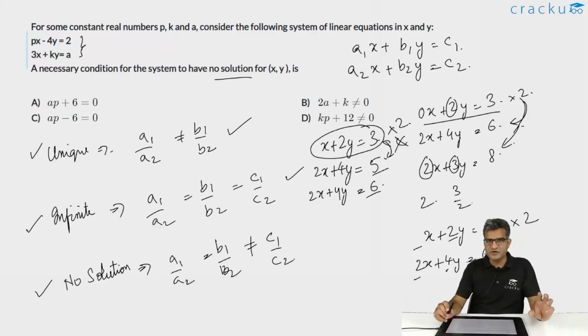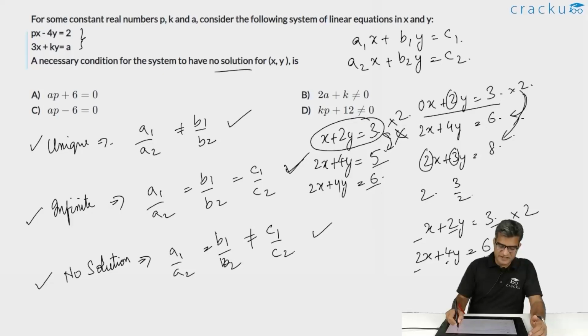Now suppose the ratio of the coefficients of x and y are the same, then you look at the ratio of the coefficients of the constant term. If the constant term also has the same ratio, it would imply that this system of equations will have infinite solutions, because the second equation is essentially the first equation multiplied by some particular constant. Suppose the ratio of the constant is different, it would imply that this system of equations will have no solution, because there will be a contradiction. With this information, let us look at this particular question.